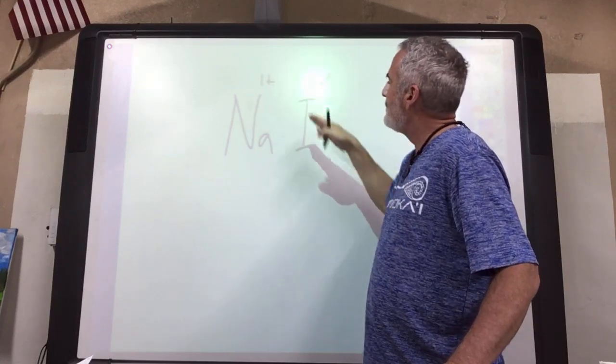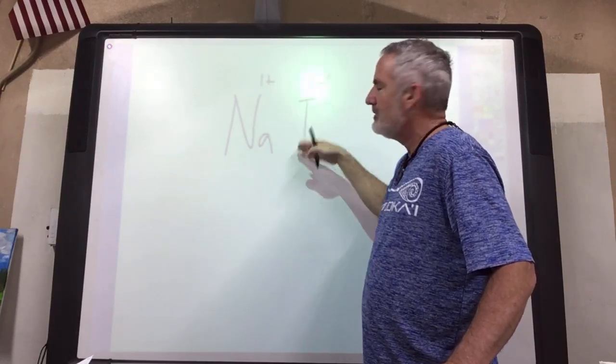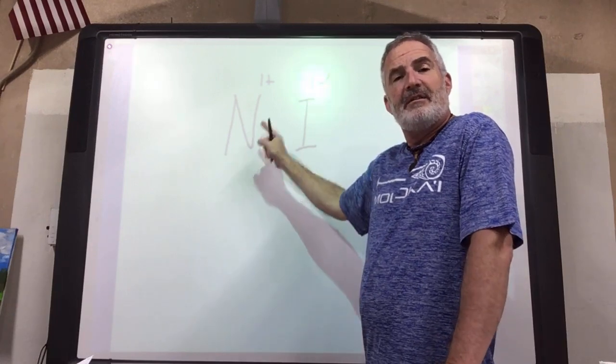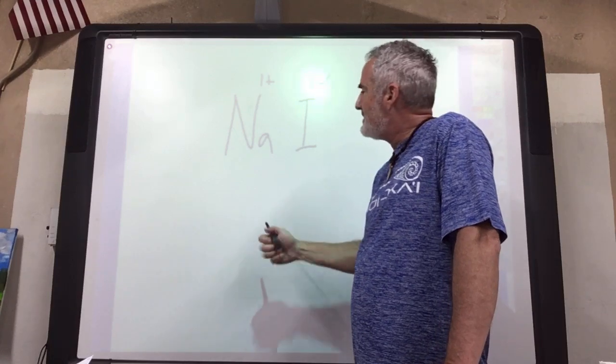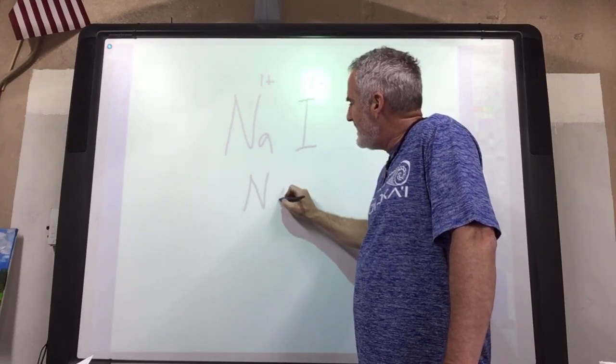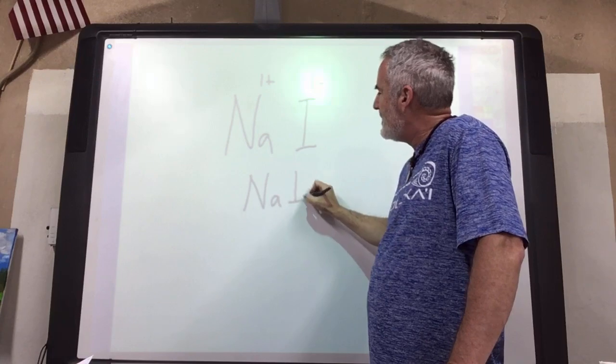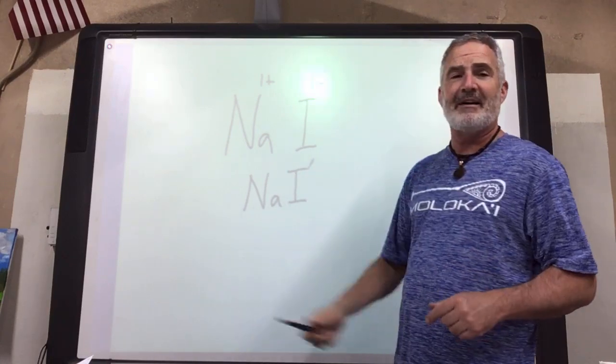All right, so we cross over the charges. We don't have to write the 1s because it's understood to be 1 if there's no number there. So that's the formula for sodium iodide, NaI.